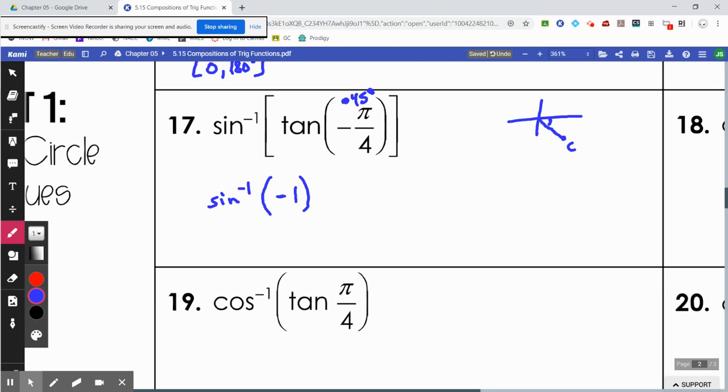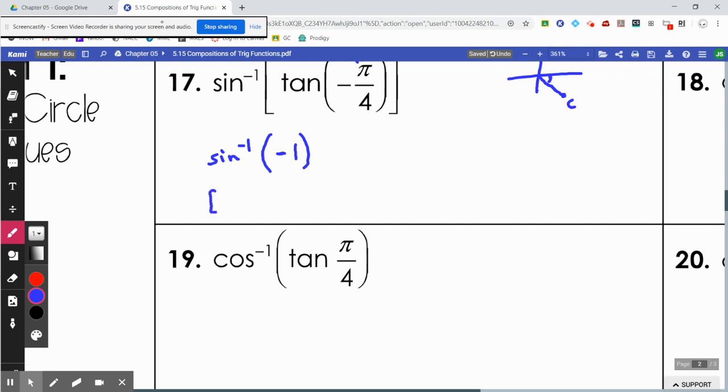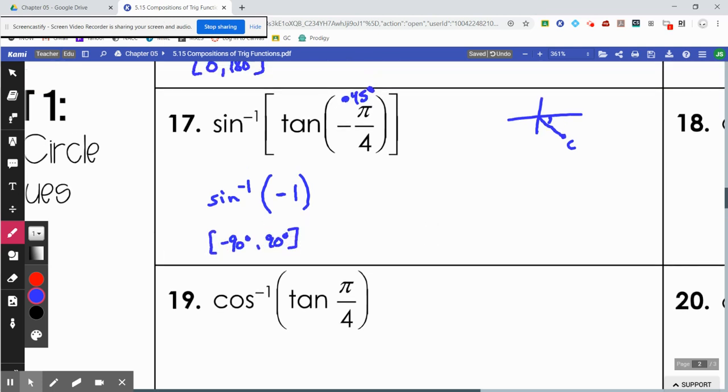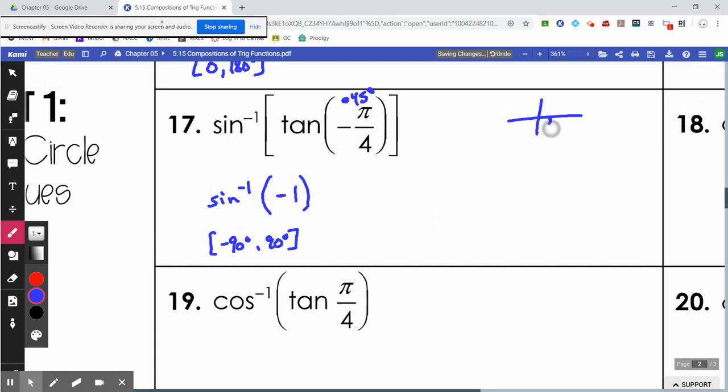Now we're asking ourselves, where is inverse sine defined? And that's between negative 90 and positive 90. That's the answer that we want. So we want an answer, let's erase that now. We want an answer somewhere between here and here. Where is sine equal to negative? That would be down here. So really we're looking for an answer between negative 90 and 0.